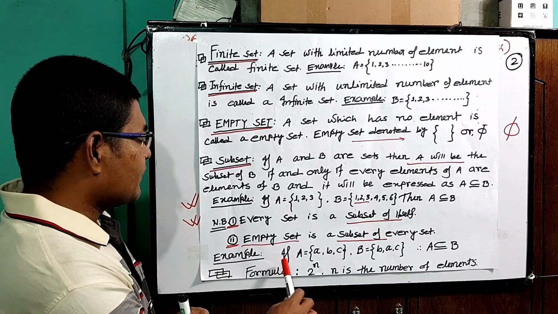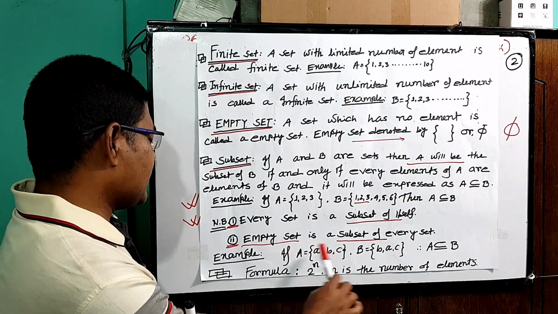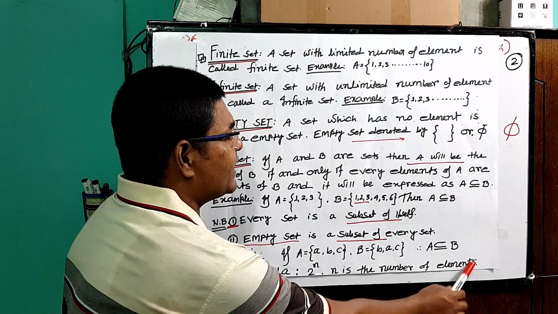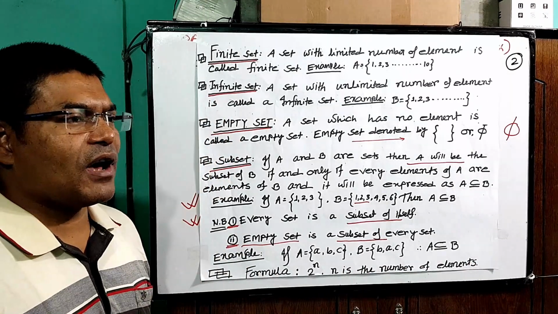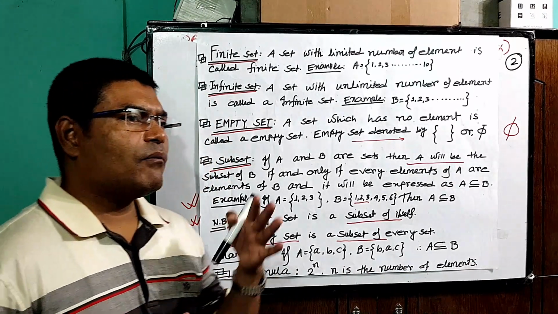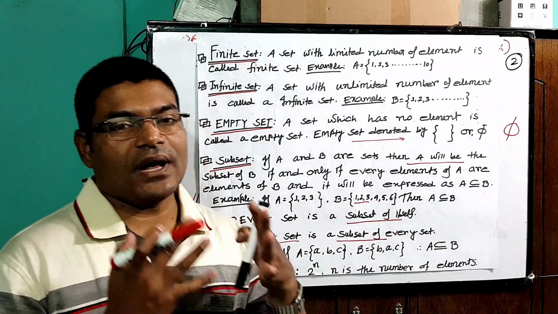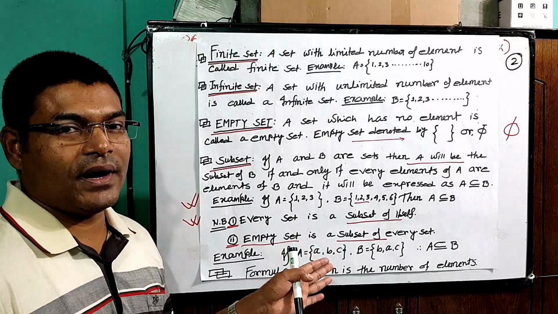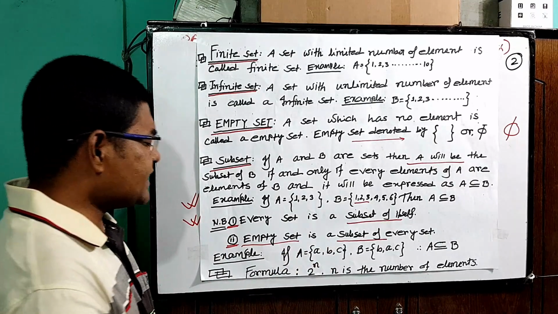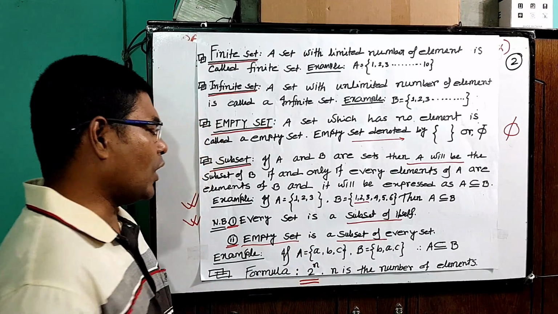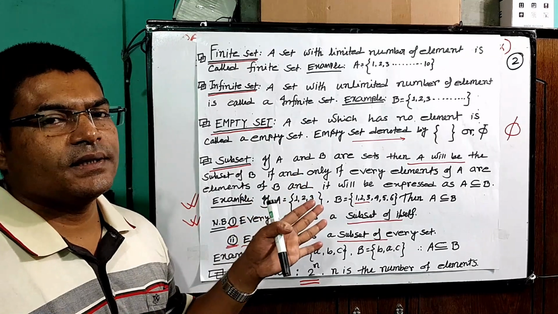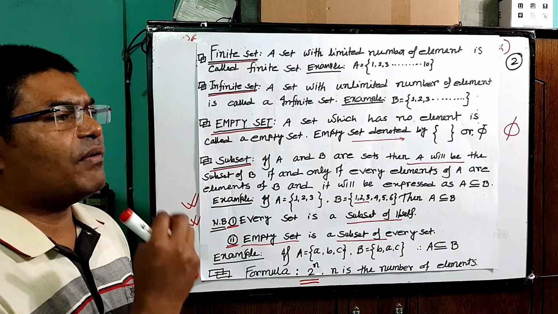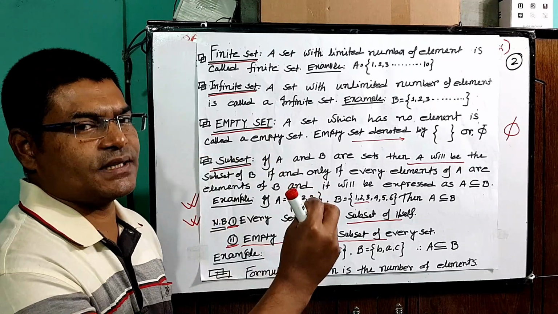The formula for the number of subsets is 2 to the power n, where n is the number of elements. This is the formula of subset. Now we will find out a subset.